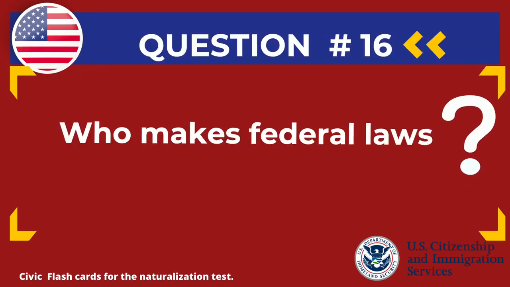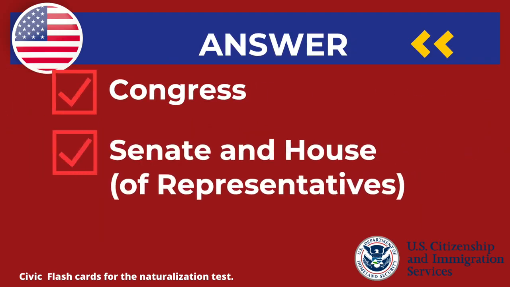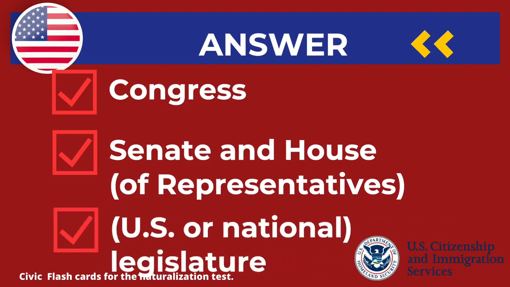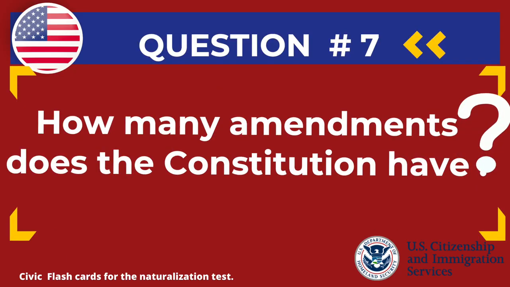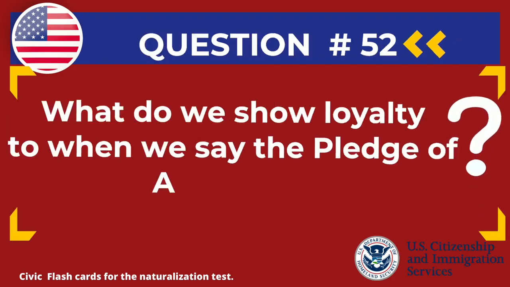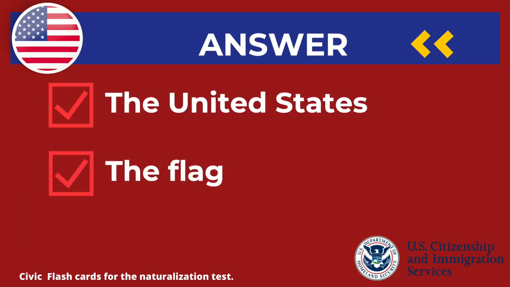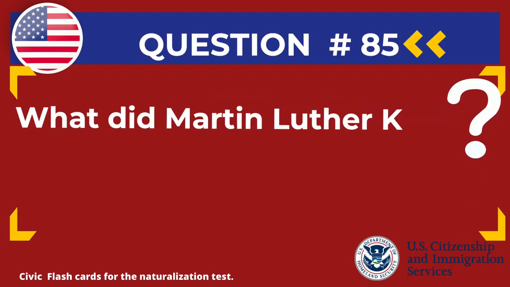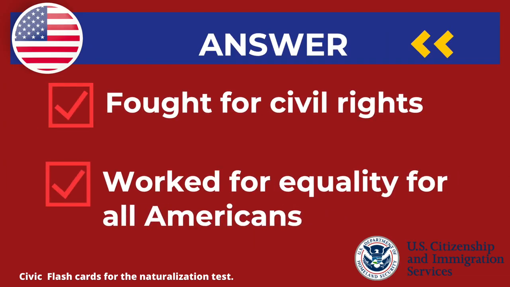Who makes federal laws? Congress, Senate and House of Representatives, U.S. or national legislature. How many amendments does the Constitution have? 27. What do we show loyalty to when we say the Pledge of Allegiance? The United States. The flag. What did Martin Luther King Jr. do? Fought for civil rights. Worked for equality for all Americans.